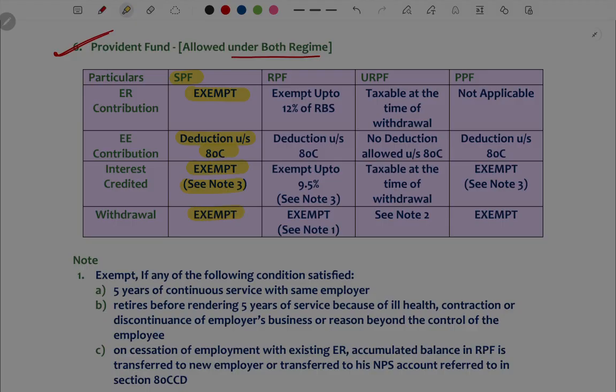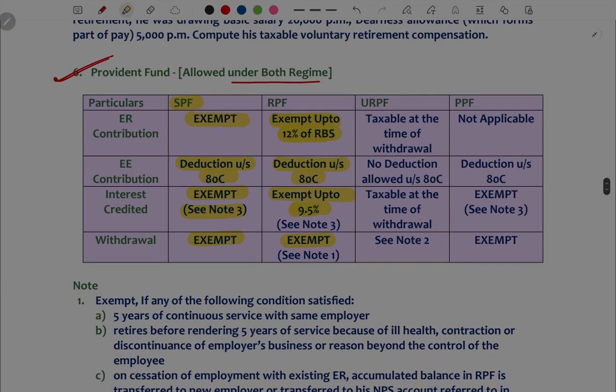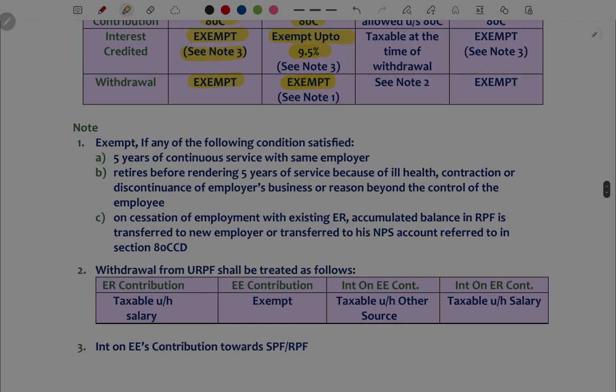RPF is exempt up to 12% of retirement benefit salary. Employee contribution has deduction under 80C. Interest rate is exempt up to 9.5%. Again, it says to see note 3. We'll see that. Withdrawal is exempt, see note 1. So first, RPF: withdrawal is exempt only.